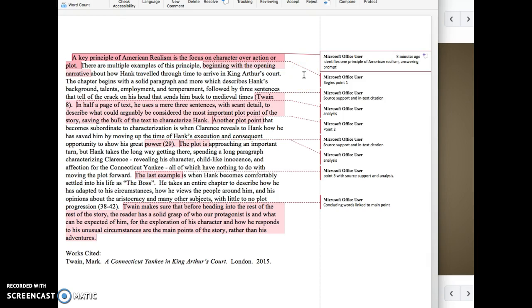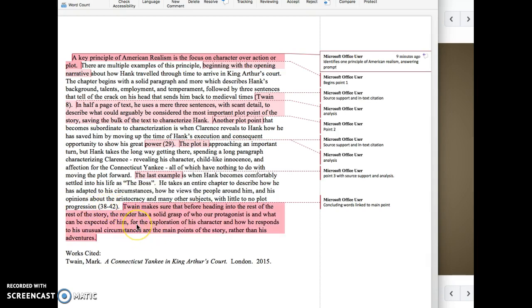And let's keep going. Okay, so you can see how the student starts into point one, and gives us details with source support and the in-text citation done correctly in MLA. And then you get the analysis right here. Then we move to the next point. We get, of course, the in-text citation, and we get some analysis. Then we get to the final example. This one spans over several pages, so you can see the in-text citation showing that. And then there's analysis, and then the conclusion.